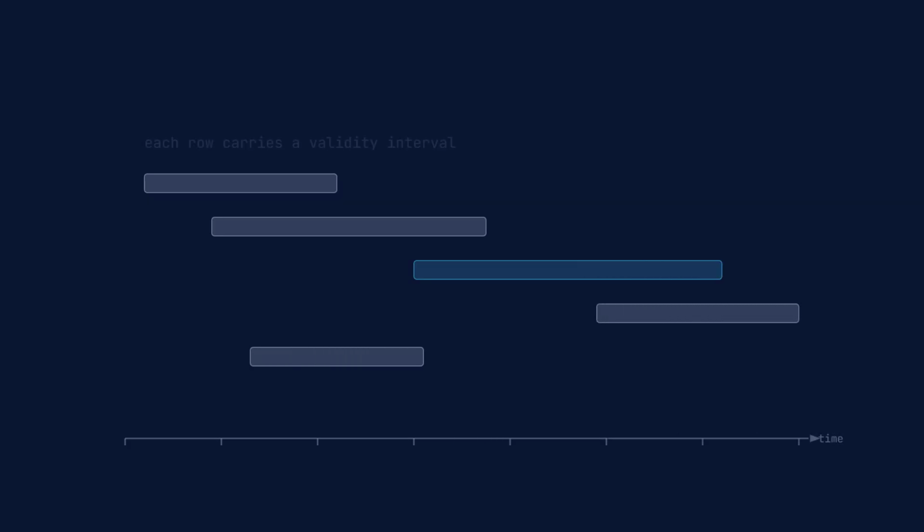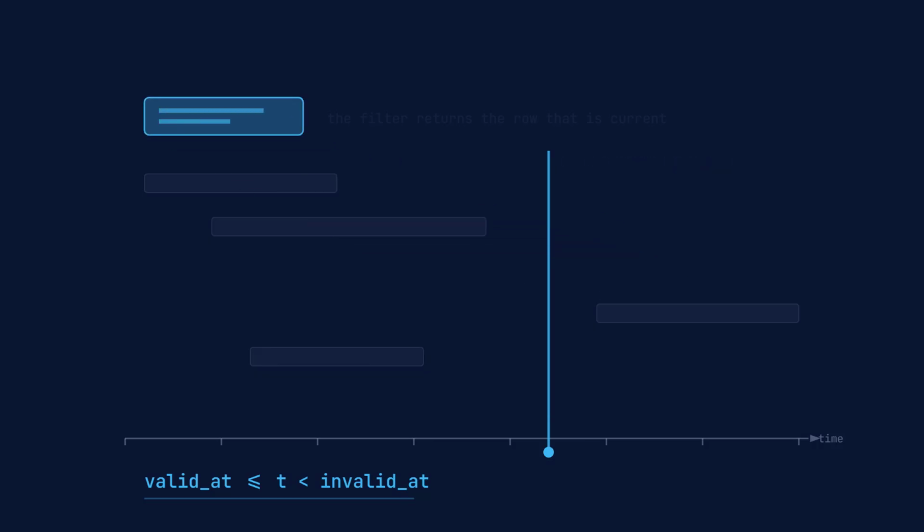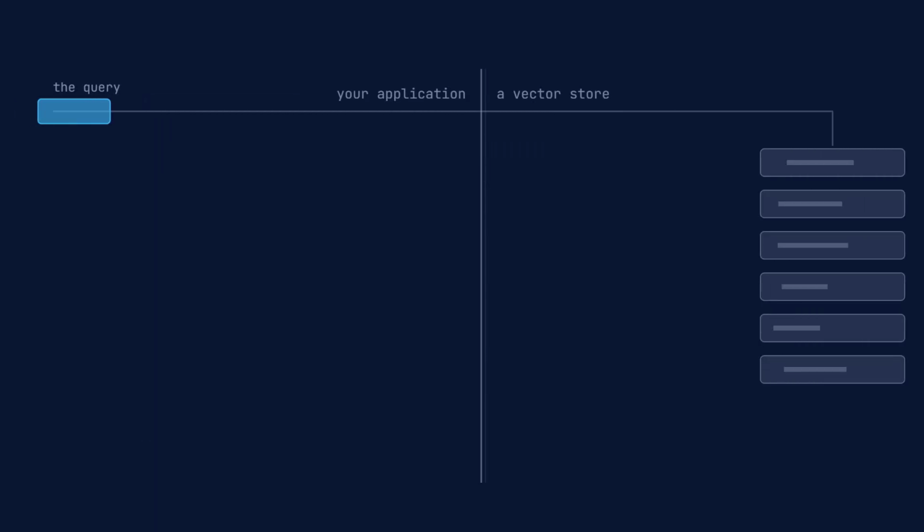At this point, the sharpest objection in the thread is, so what? I will just add timestamps to my metadata. You can. Nothing stops you building temporal validity on a vector store with metadata filters. That is real and it works. The difference is where the reconciliation code lives and who maintains it.